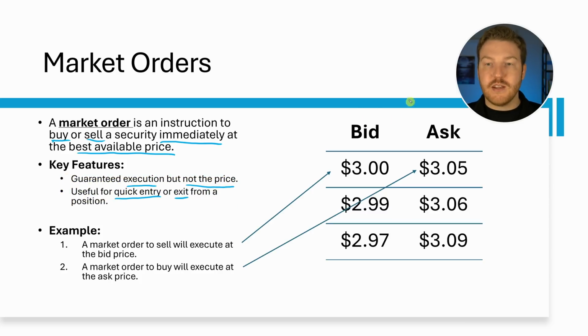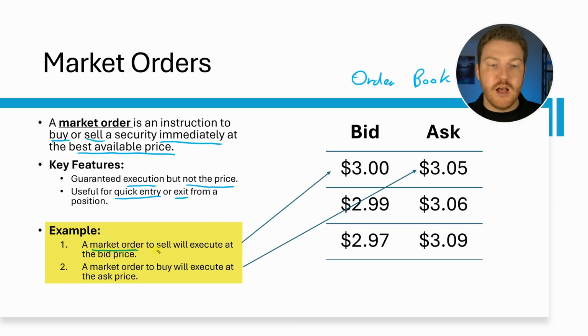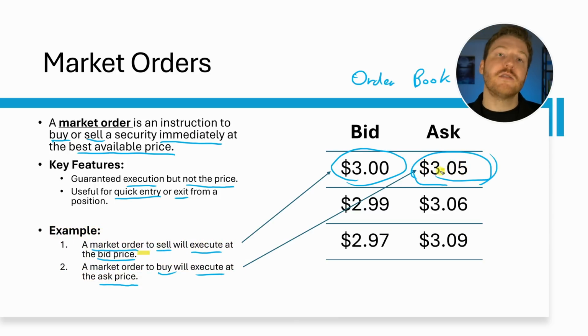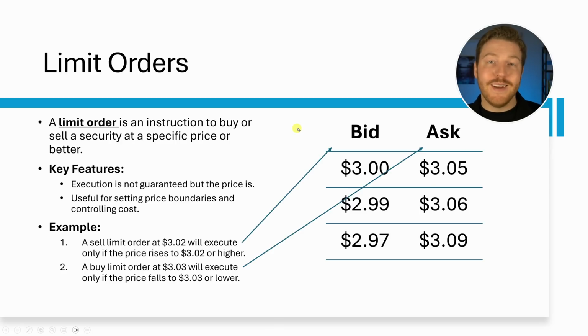So if we look at an example of an order book over here, we can see what would happen if we placed a market order to sell for this asset. It will immediately execute at the bid price that is the best. So we would immediately sell the thing for $3. Whereas if we placed a market order to buy this asset, it will immediately execute at the best asks price. So we would immediately buy it for $3.05.